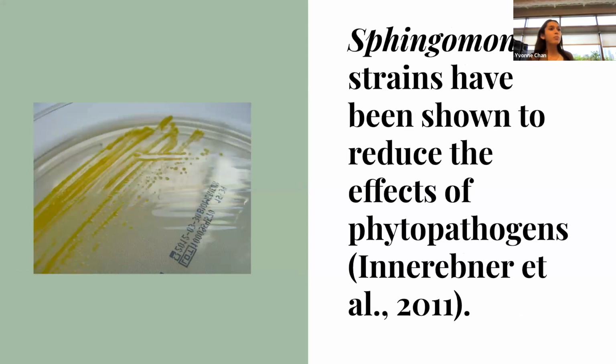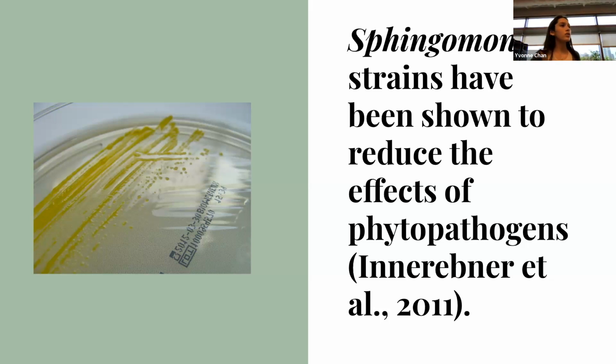Sphingomonas strains have been shown to reduce the effects of phytopathogens. In a study by Ina Rebner et al. in 2011, Sphingomonas was found to statistically significantly reduce the pathogen incidence of different plants. And they specifically found that Sphingomonas strains isolated from a plant's phyllosphere or from a plant's microbiome were the types of strains that helped increase pathogen resistance.